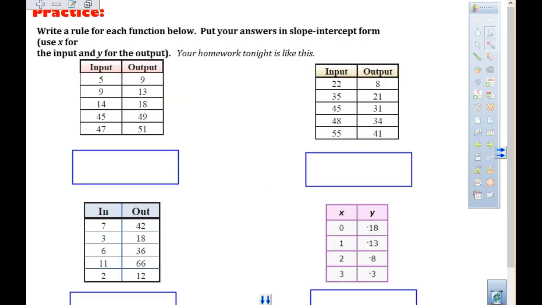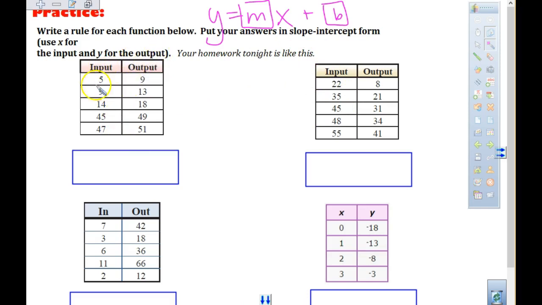So it says write a rule for the function below. Put your answer in slope-intercept form. That means all of your answers, please make sure you have y equals. M is going to be our number. You're going to have an x. Plus, you're going to have a number for the b. Okay, so keep it in mind from our last unit, slope-intercept form.